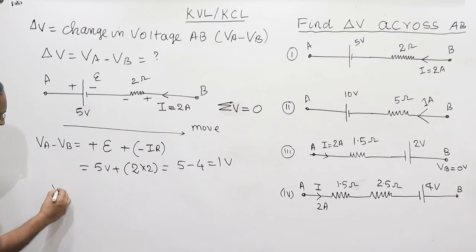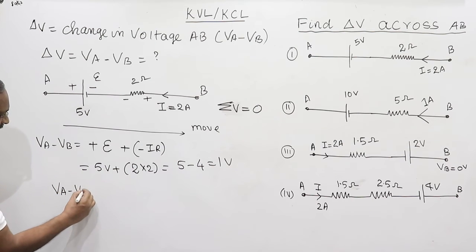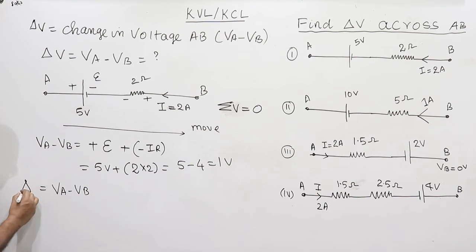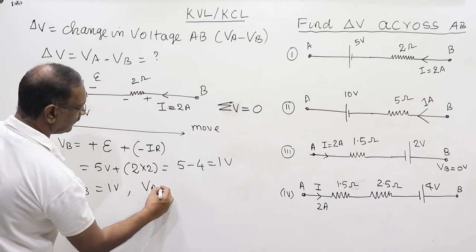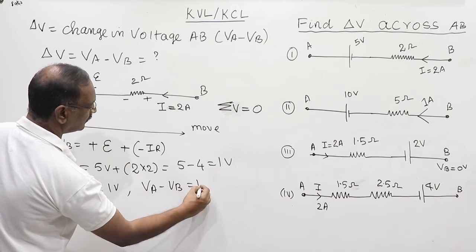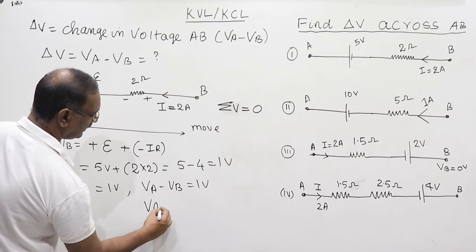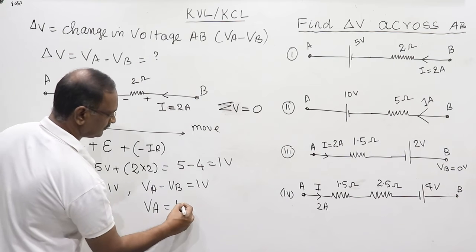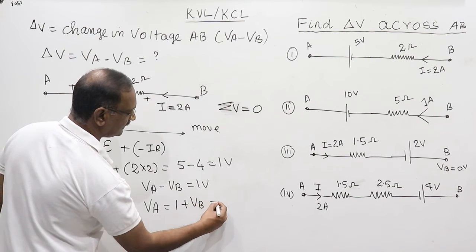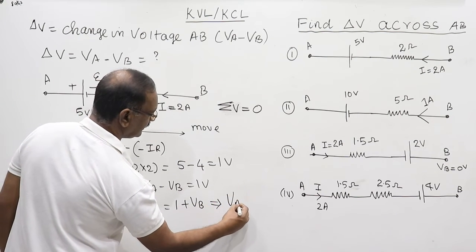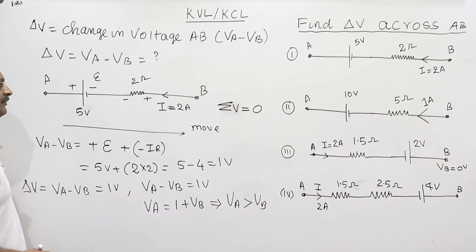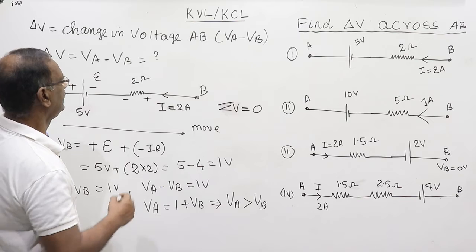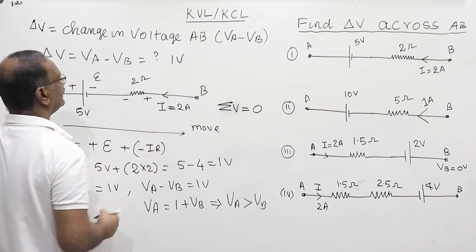It means VA minus VB, that is delta potential difference across VA and VB, is equal to 1 volt. That is VA minus VB is equal to 1 volt. It means VA is equal to 1 volt plus VB. That implies VA is greater than VB, because VB plus 1 volt is equal to VA. So it means delta V is equal to 1 volt here.